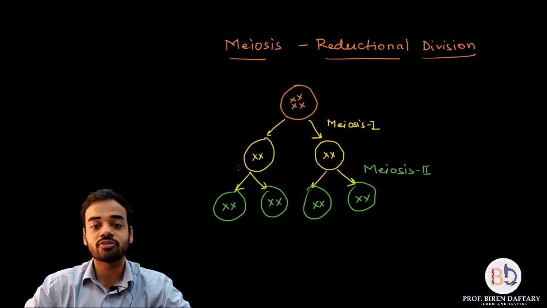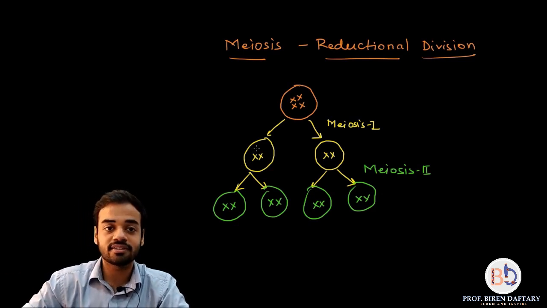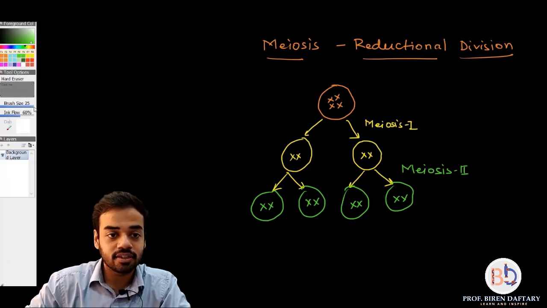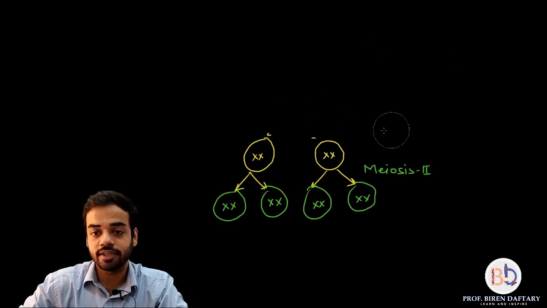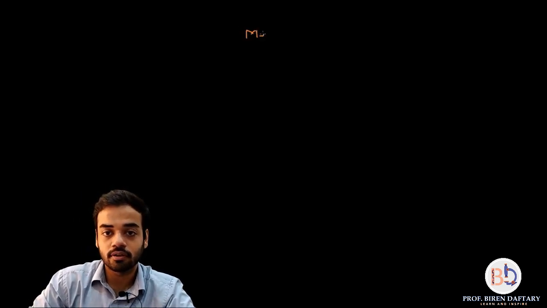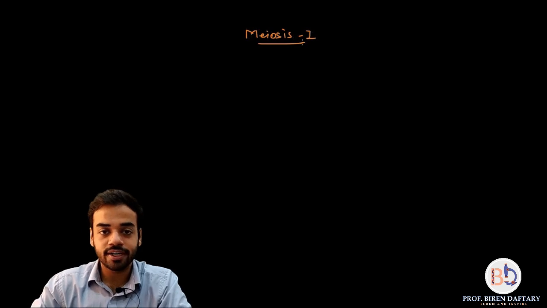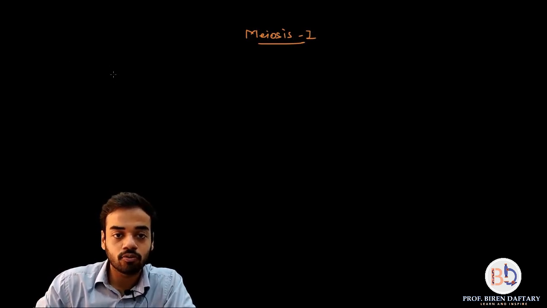We are going to study this entire meiosis today. We are going to see how the chromosome number in meiosis 1 decreases to half. So let us start with meiosis 1. Meiosis 1 starts with prophase 1. Let us first draw the first stage, which is prophase 1.